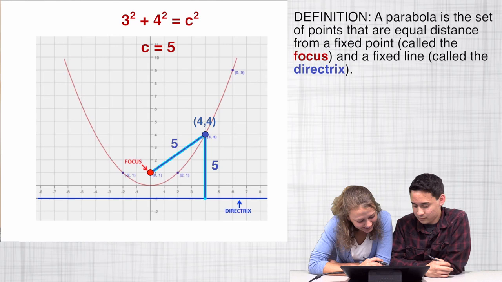In the next episode, Sasha and Keoni use both the Pythagorean theorem and the definition of a parabola to find a missing value for a point on this parabola.